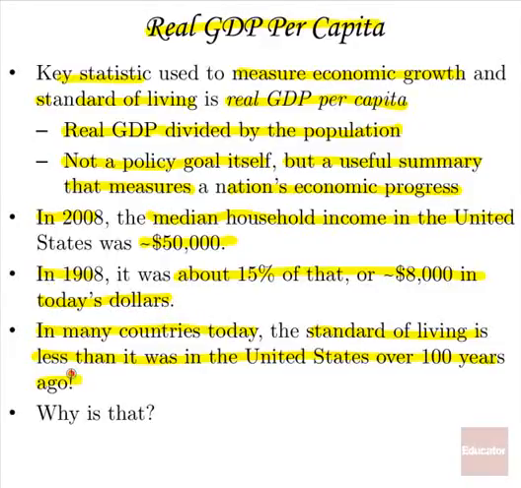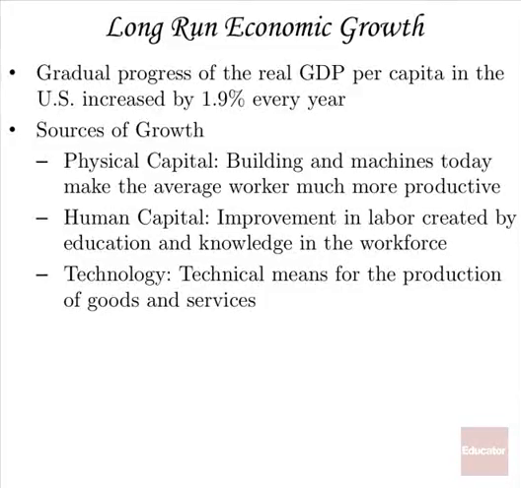The Dark Ages is appropriately named because during that period of time, the standard of living was roughly the same. You didn't see a huge improvement in stuff that was produced in the economy. Long-run economic growth, again, that's what we're going to focus on more. It's this gradual progress of the real GDP per capita in the U.S. that increased by 1.9% every year, and it happened in a very systematic fashion that led to where the economy is for the United States today.